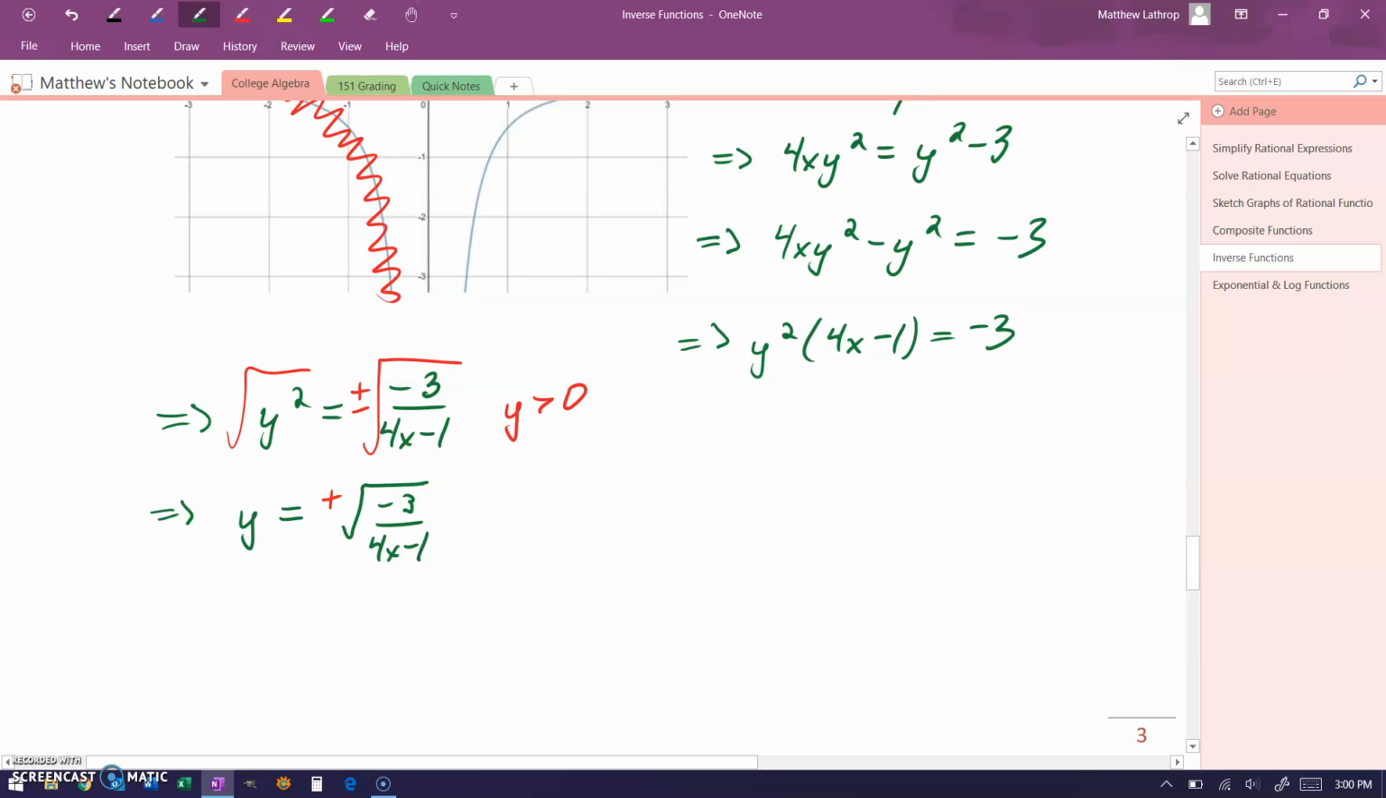Having that negative under the radical may be a little disconcerting, but keep in mind we could rewrite this function by applying that negative to the denominator instead of the numerator, and rewrite this as 3 over 1 minus 4x. In either case, we're not taking the square root of any negative numbers, or we're at least not including those as part of our domain. So what we end up with is k inverse equal to the square root of 3 over 1 minus 4x.